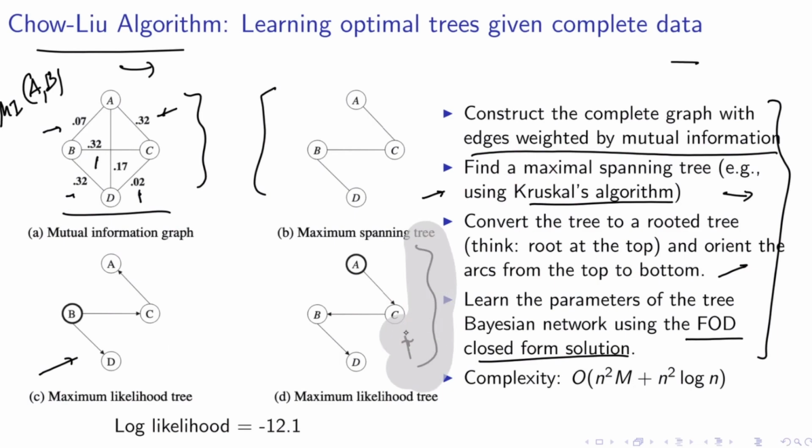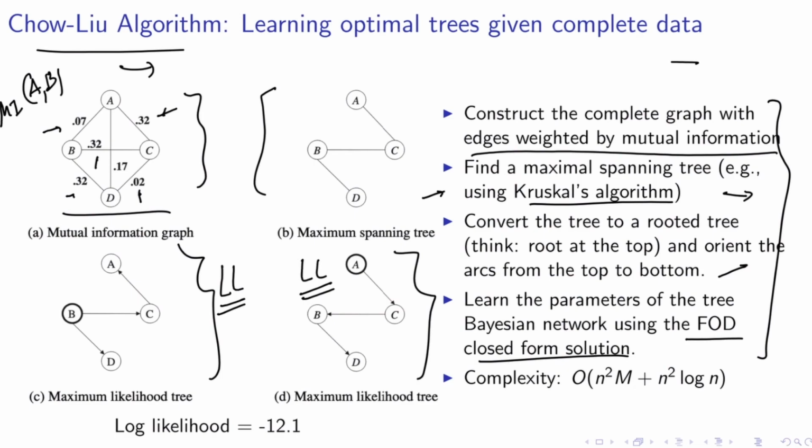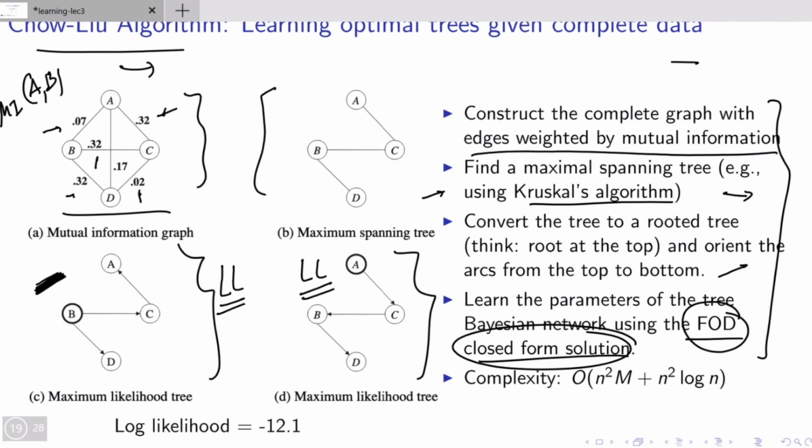Okay, so one homework problem that I want you to consider and also prove is, why would the log likelihood score on these two networks be the same? Okay, another way of saying this is proving that, under the assumption that the parameters of the distribution are learned using the closed form solution for the FOD case, the distribution represented by this Bayesian network is the same as the distribution represented by that Bayesian network.